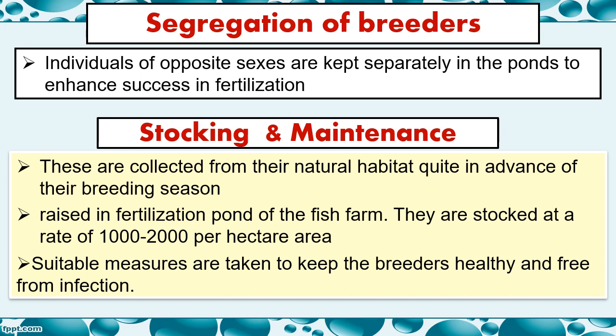Suitable measures are taken to keep the breeders healthy and free from infection. Usually, while transferring the breeders from one pond to another, 10% potassium permanganate solution treatment is essential for avoiding contamination by microbes, and usually the fish are treated for half an hour to 1 hour.